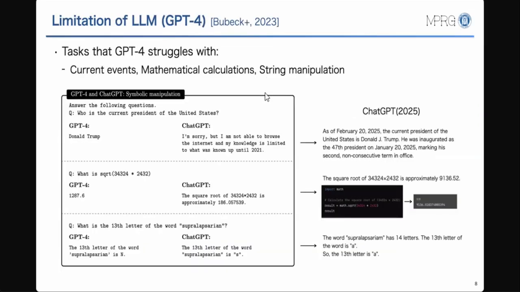While GPT-4, one of the large language models, is highly advanced, there are still some tasks that it struggles with. First, LLMs have difficulty keeping up with current events, since their knowledge is based on past training data and may not always be up to date. Second, LLMs aren't great at mathematical calculations. Lastly, GPT-4 has a limitation in string manipulation like this. In the latest version of ChatGPT, as shown here, these issues have been addressed.